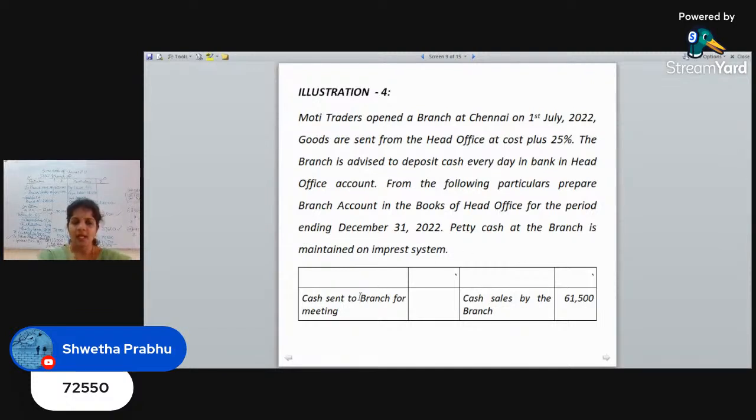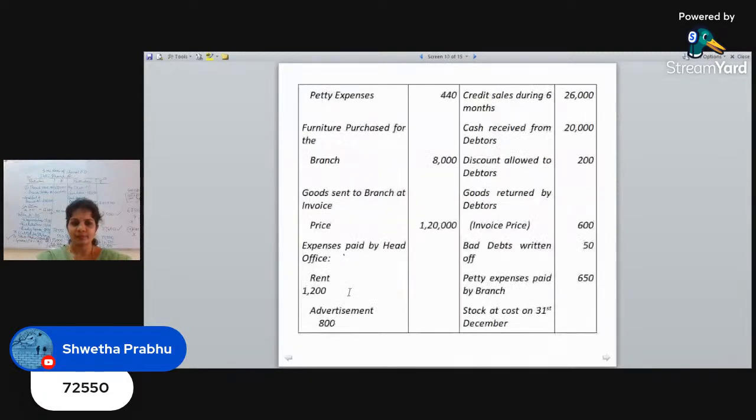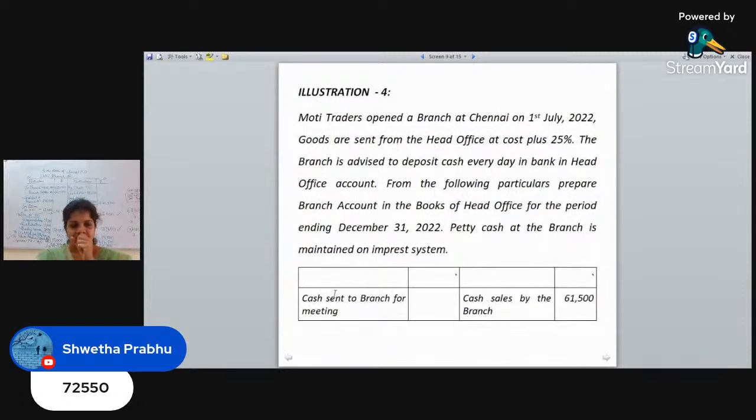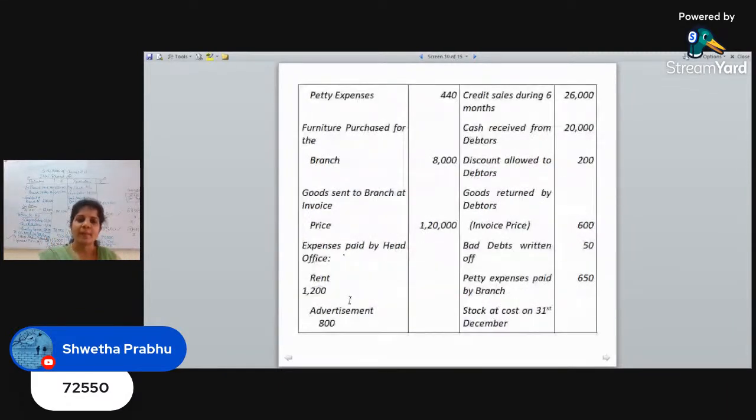Next, let us look into the additional information. First one is cash sent to branch for meeting petty expenses. Cash sent to branch for meeting petty expenses. It is 400. Is it not visible?